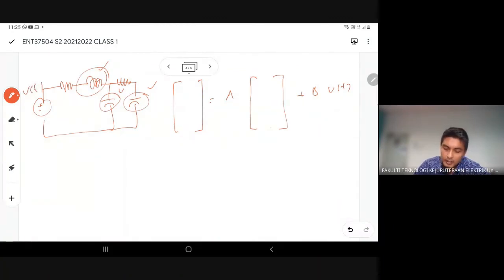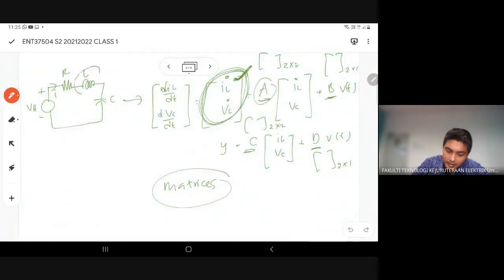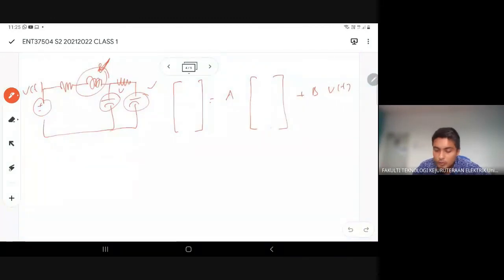So you can see that you have an inductor. If you have an inductor, you always have IL. Capacitor, VC. Inductor, IL dot. Capacitor, VC dot. So you can go straight away, you do not need to refer to the table again. You have the inductor, so you have IL dot.